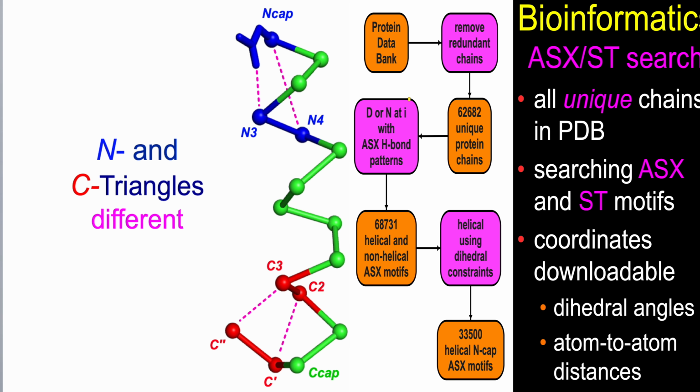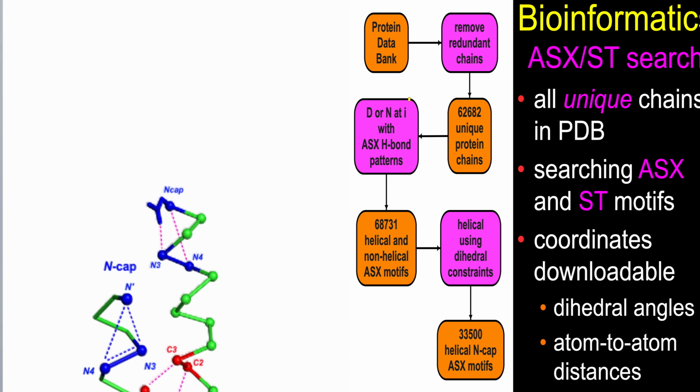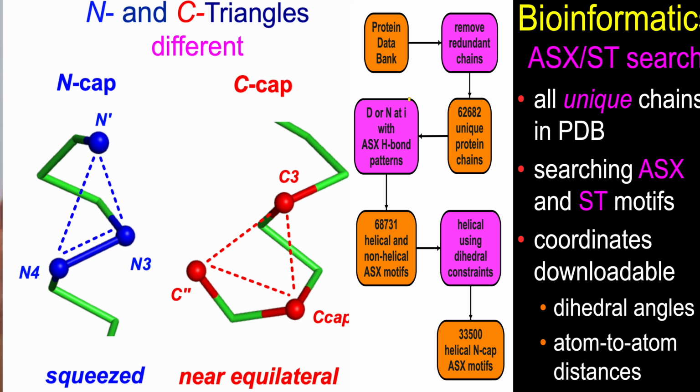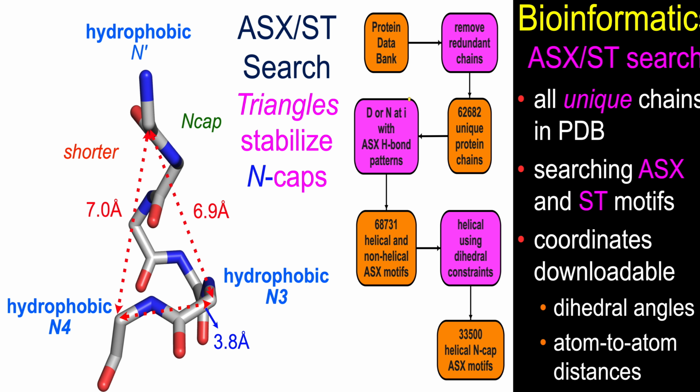Nevertheless, we did find groups of three hydrophobic residues differently spaced at the N-terminus that are analogous to those we found at the C-terminus. Those hydrophobic triangles at the N-terminus are more squeezed, whereas at the C-terminus, they're more equilateral. So our search routine for ASX and ST motifs is on GitHub via our website. You can download dihedral angles, and you can download atom-to-atom contacts.